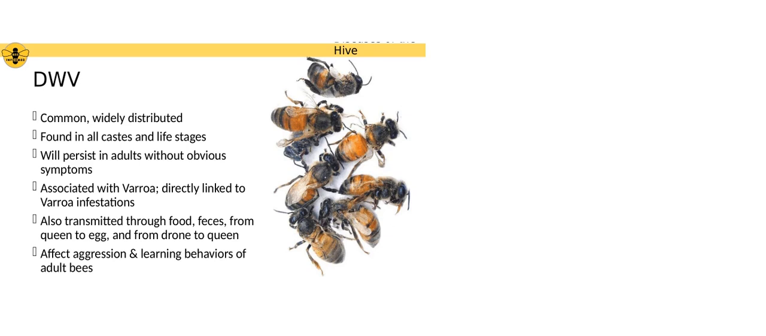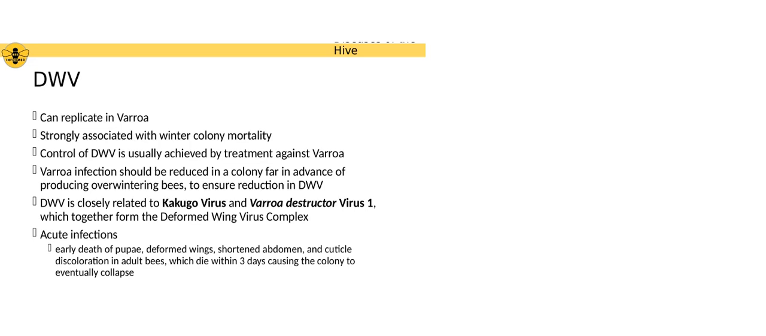It'll persist in adults without obvious symptoms. It's associated with the varroa, directly linked to varroa infestations. It's also transmitted through food, feces, and queen to egg, and from drone to queen. And so it can affect aggression and learning behavior of the adult bees as well. And so deformed wing virus can actually replicate in varroa.